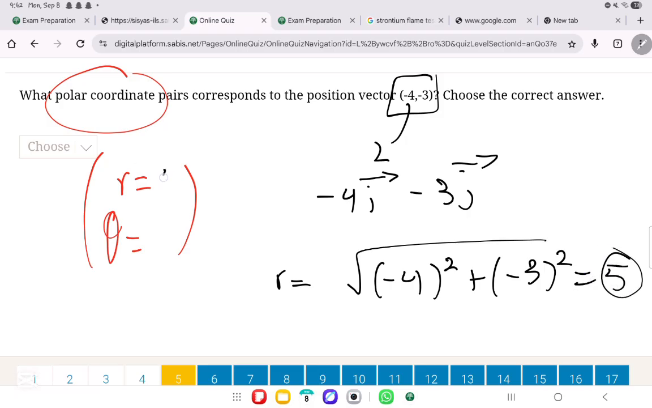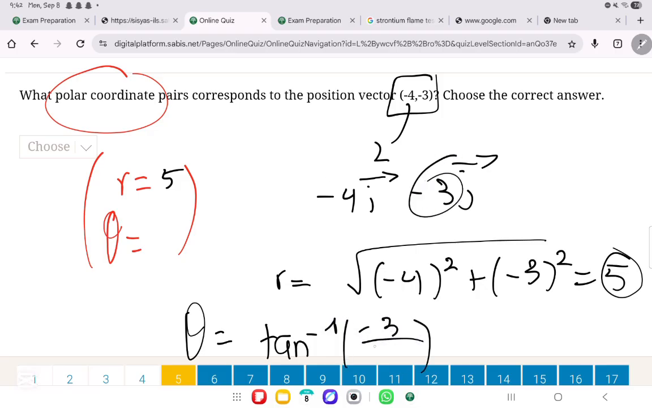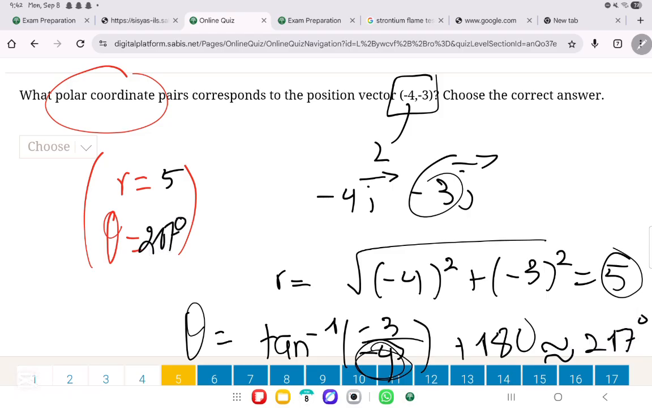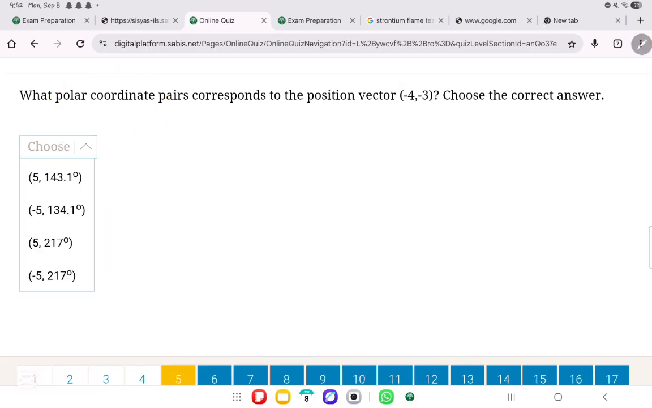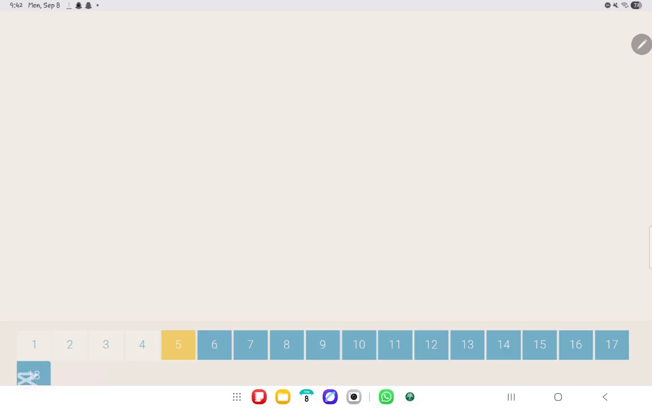Whereas for theta in this case, it is tan inverse of y, which is -3, over x, which is -4. But since x is negative, we need to add 180. So now we need to put this on the calculator. Shift tan, or tan inverse, -3 over -4 plus 180, we will get an answer which is approximately 217 degrees. So what are the polar coordinates? The magnitude is 5 and theta is 217. So it's this one. Let's move on to question number 6.